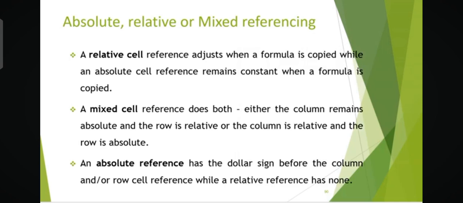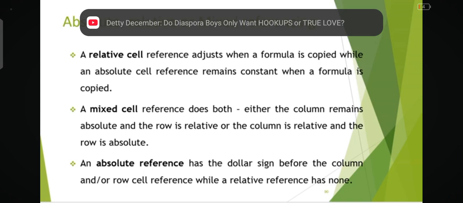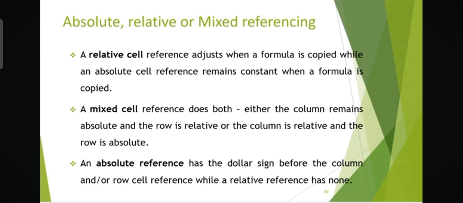Now let's get back to the slide. We are saying a mixed cell reference does both: either the column remains absolute and the row is relative, or the column is relative and the row is absolute. I've already explained that in the Excel. So when you lock a column and leave the row, you have a mixed cell reference. When you lock the row and you leave the column, you have a mixed cell reference. Okay.